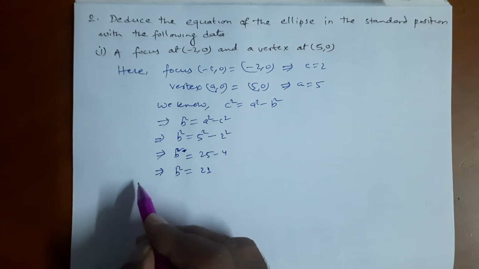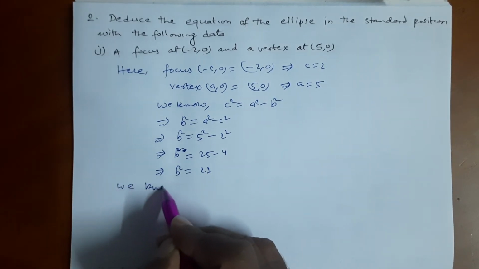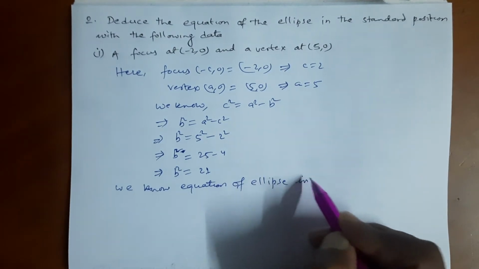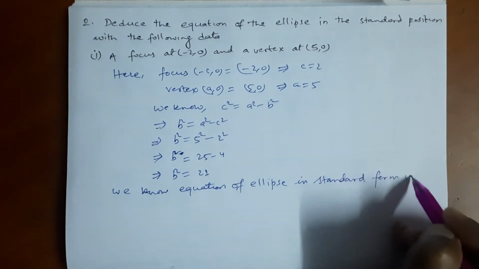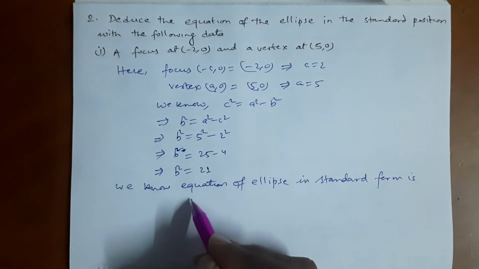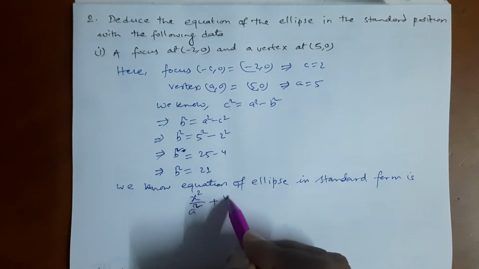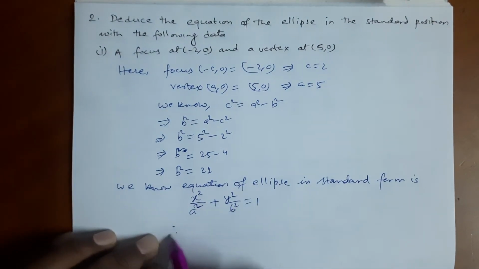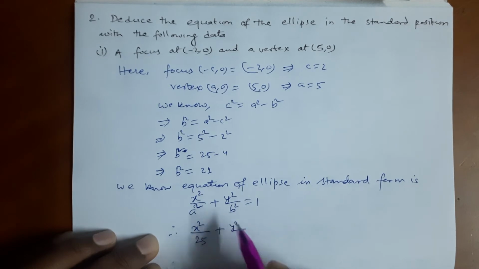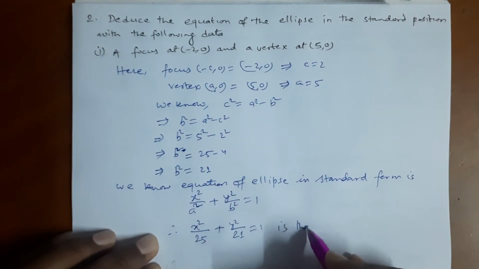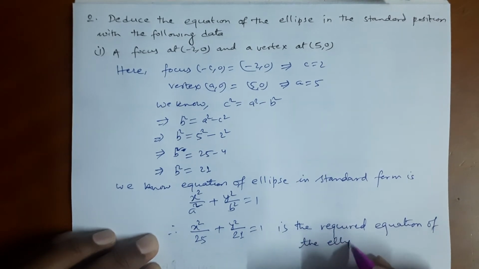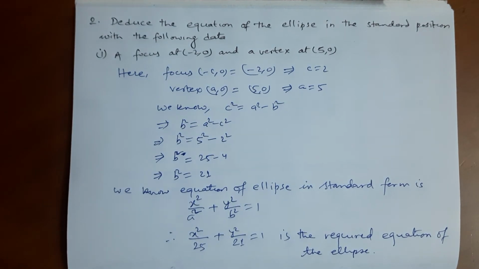Okay, and we know equation of ellipse in standard form is, your question has asked to find the equation of ellipse in standard position. So equation of ellipse in standard form is x square over a square plus y square over b square equals 1. Therefore x square over a square, that is 5 square, that will be 25, plus y square over b square, that is 21, equals 1, is the required equation of the ellipse. Okay, this is the required equation of the ellipse.